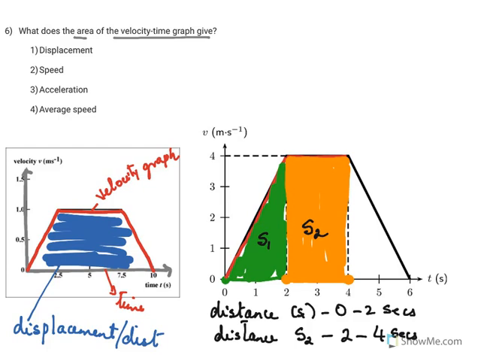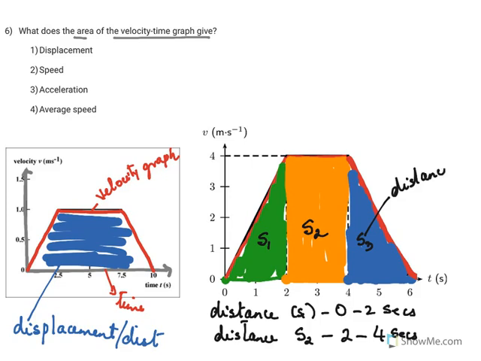And if you want to find the distance between 4 and 6 seconds, here is your velocity time graph, and this is your time axis. This area in between, we'll call this area S3, will give us distance covered between 4 to 6 seconds. So this area of the velocity time graph and the time axis always gives us the displacement.